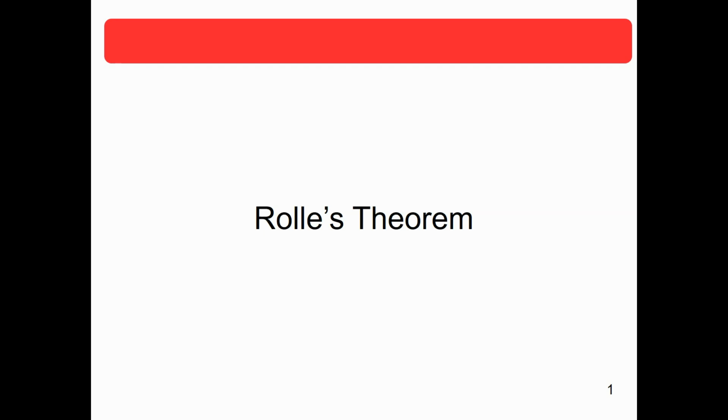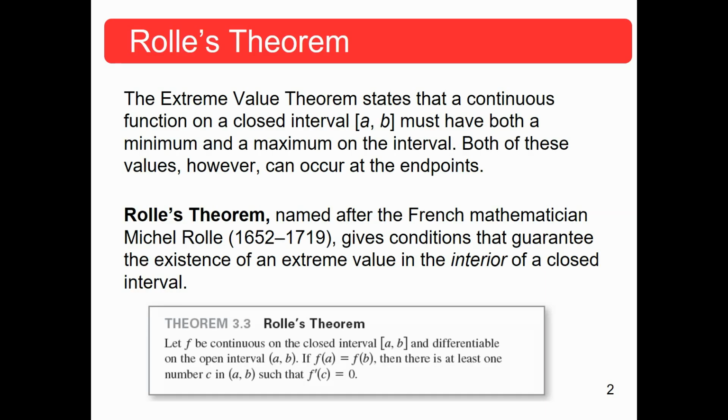In this video we're looking at Rolle's theorem. The extreme value theorem states that a continuous function on a closed interval must have both a minimum and a maximum on that interval. Both of these values can occur at the endpoints. So Rolle's theorem is going to give conditions that guarantee the existence of an extreme value on the interior of a closed interval.